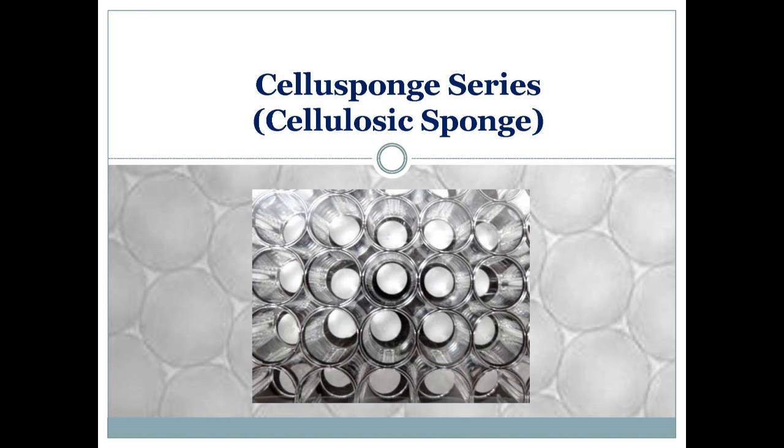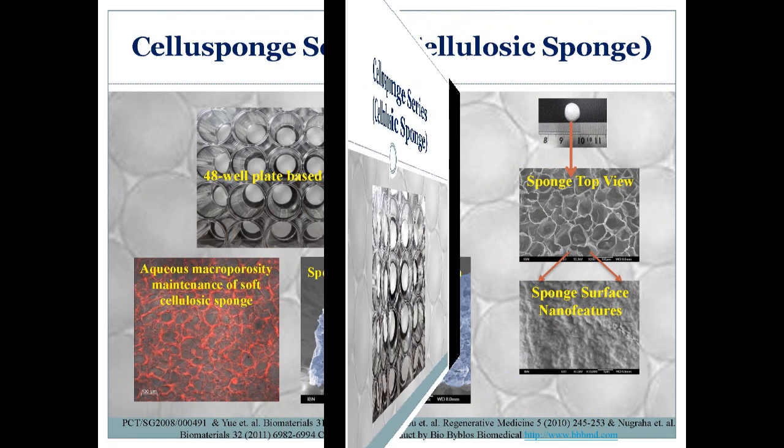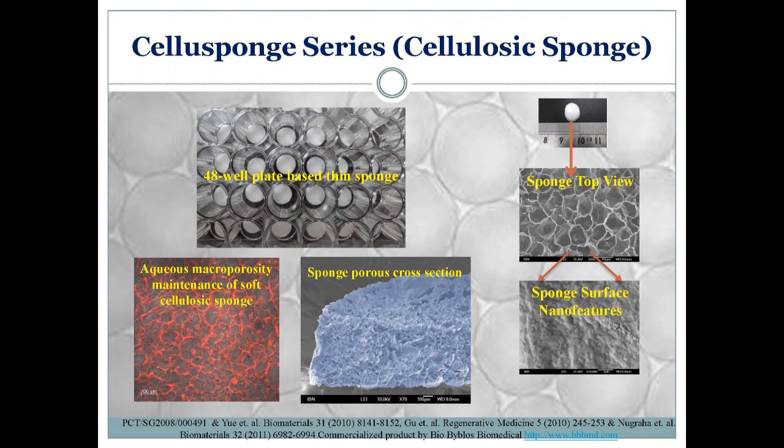Now we are coming to the cellosponge series. This one tells you the structure, appearance, and size of cellosponge. On the top right, you see one piece of sponge. That is a scaffold with a scale. In the middle is the top view of the sponge. On the bottom is the surface of the sponge.